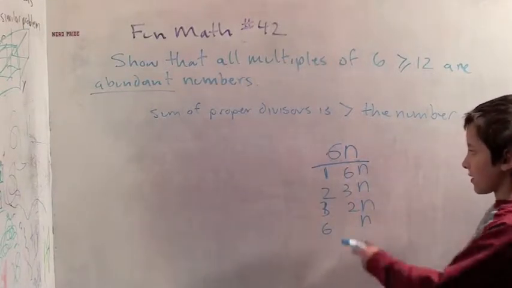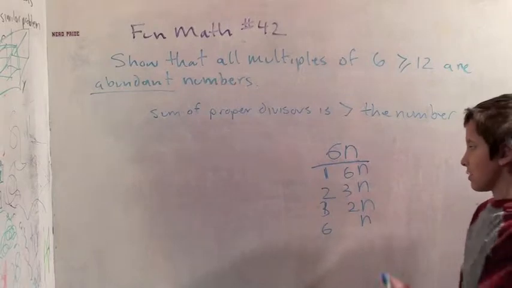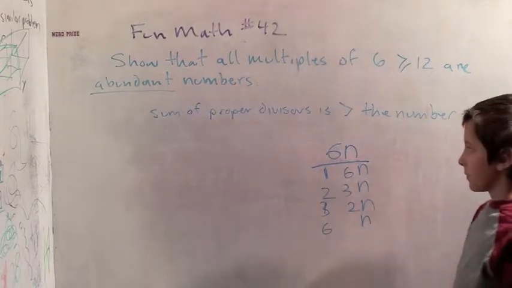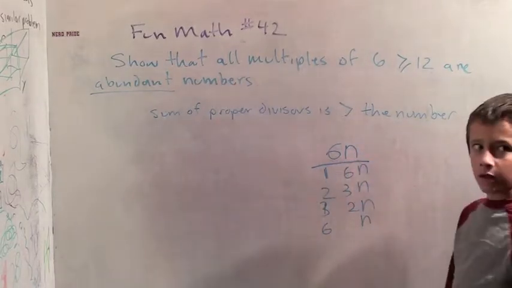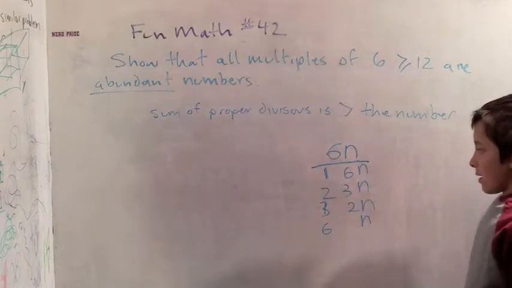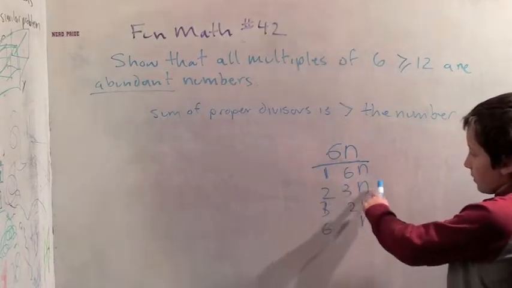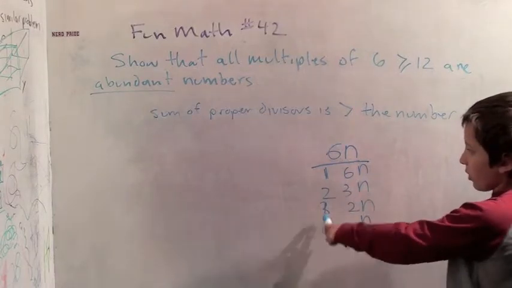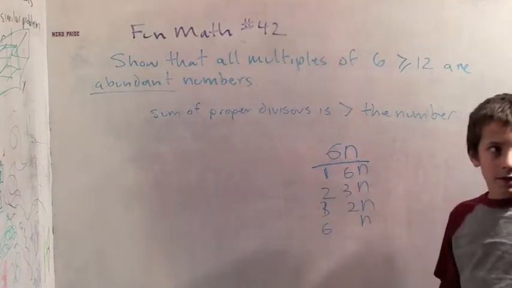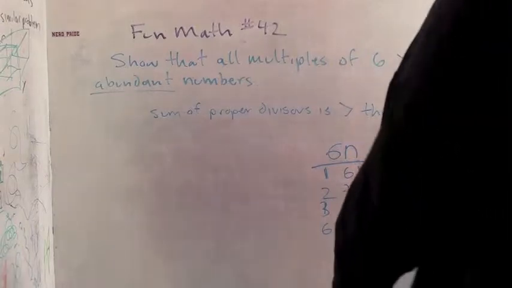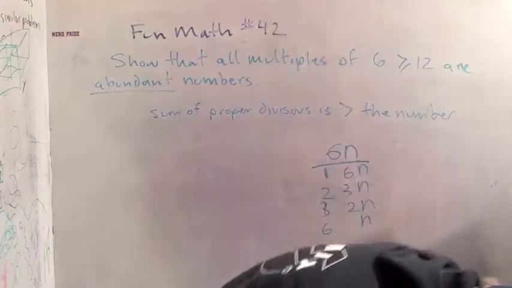And the proper divisor, 6n isn't. Why is 6n not a proper divisor? Because 6n is the number. But 3n plus 2n plus n is already 6n. So then you add a little bit on, and that makes it abundant. Very good thinking.